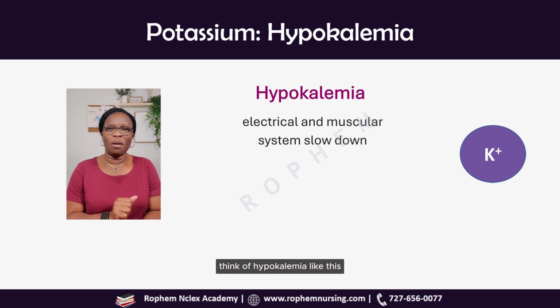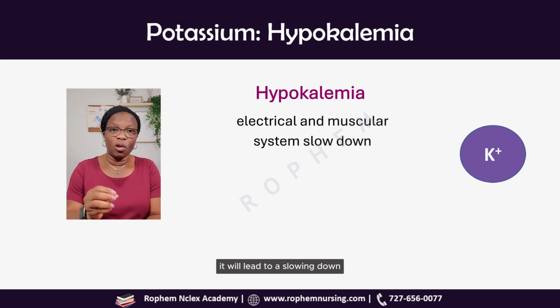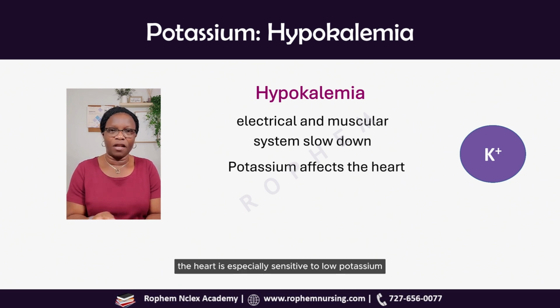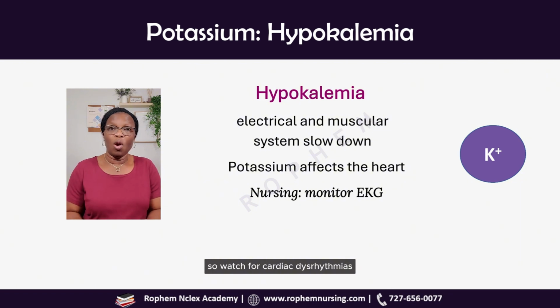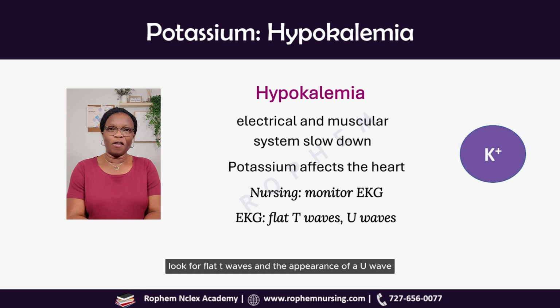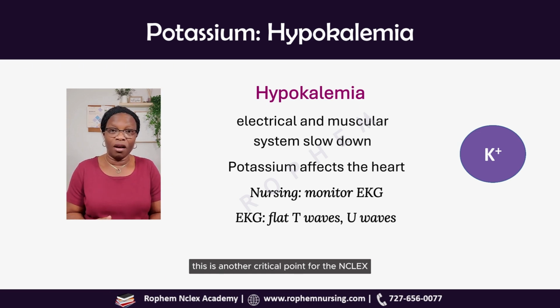Think of hypokalemia like this. It will lead to a slowing down of the body's electrical and muscular systems. The heart is especially sensitive to low potassium, so watch for cardiac dysrhythmias. On the EKG, look for flat T waves and the appearance of a U wave. This is another critical point for the NCLEX.